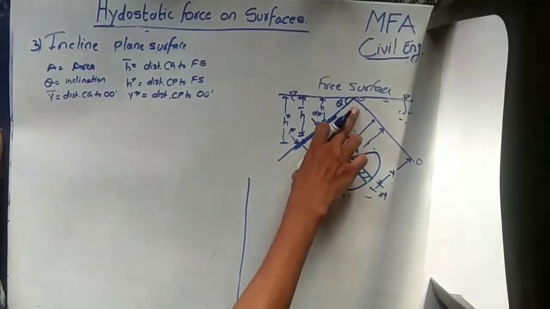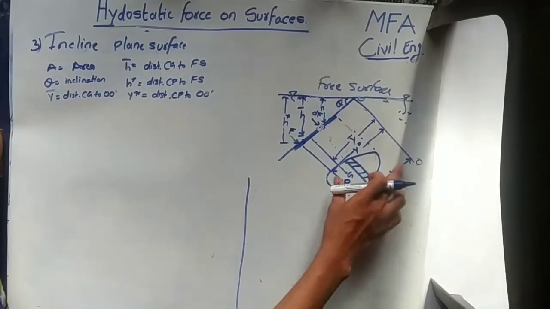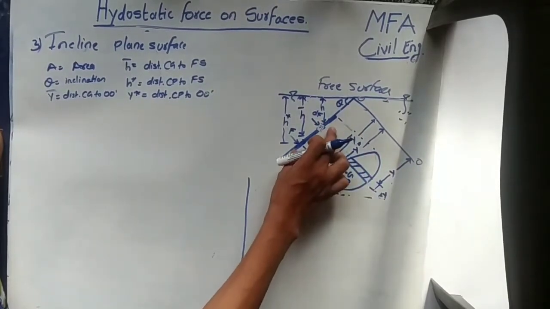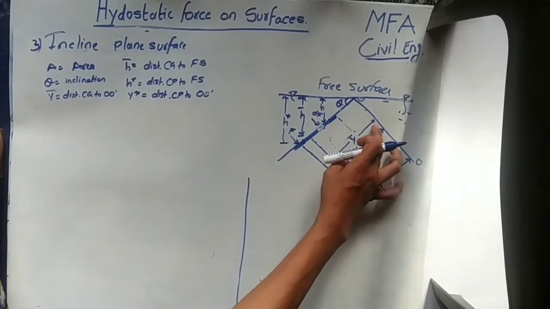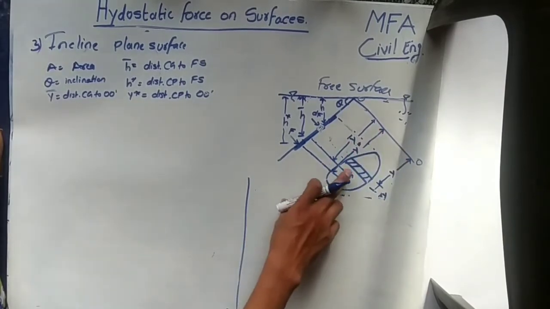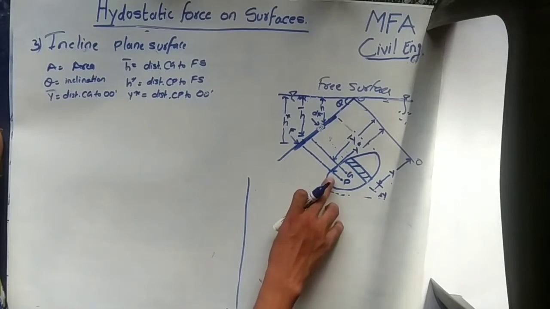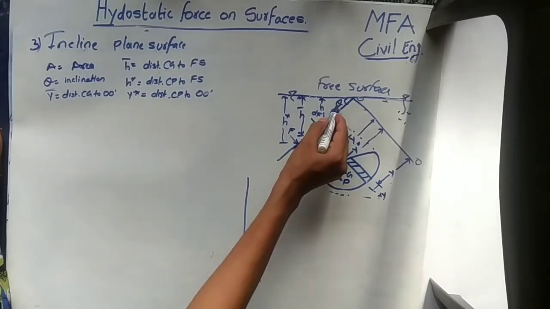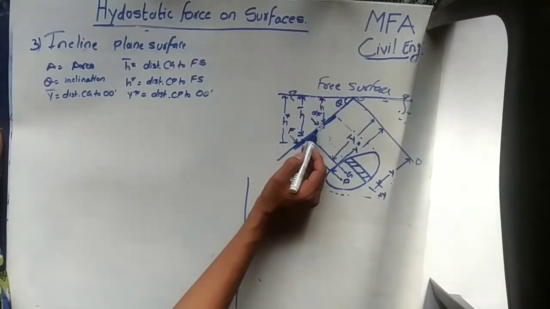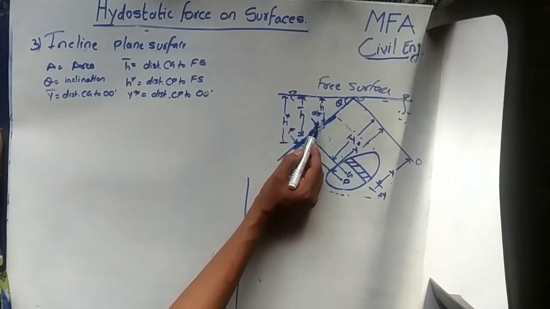Now consider one plane OO, which is normal to this plane surface. Let y bar be the distance from the OO plane to the center of gravity, and y star the distance from the center of pressure to the OO plane. Theta is the angle of inclination. Let a small element on this plane be dA. The small force acting on this area is dF.